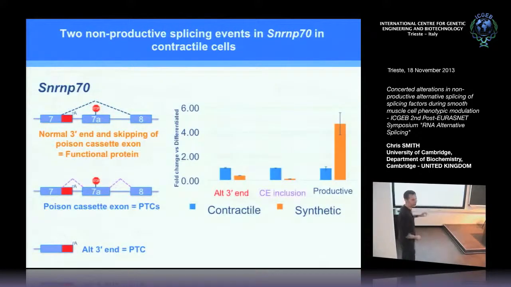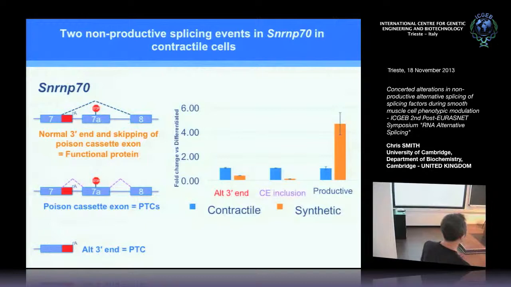Last example I think I'm going to show is an event that actually was very nicely described in a very recent paper by Albrecht Bindereif, where they looked at an autoregulatory circuit that couples U1C and U170K expression. So again, in this case, we've got two events, either inclusion of a poison cassette exon, which Albrecht showed leads to NMD, or indeed use of an internal poly-A site. And we find that both of those non-productive events are at higher levels in contractile cells, and the productive splice is significantly enhanced in the more synthetic cells. And we've got at least a fourfold increased expression there.